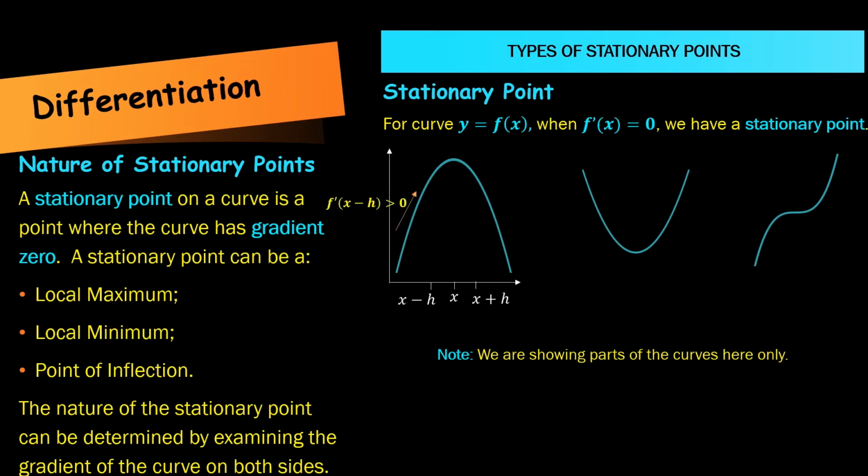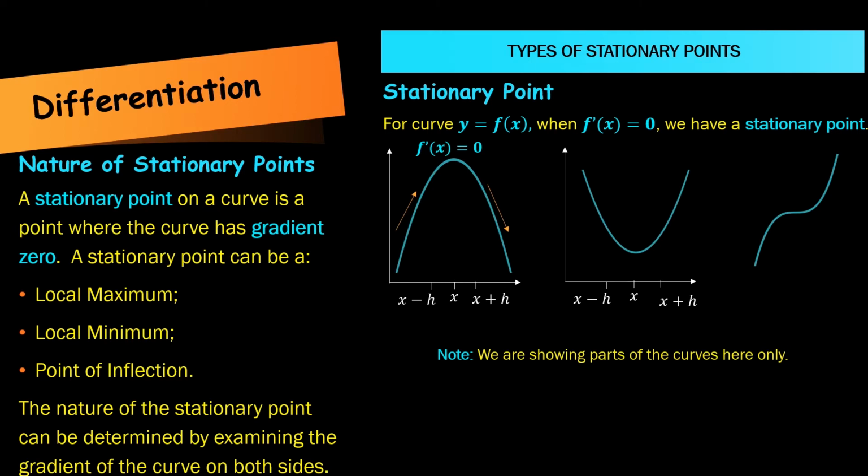If we look just before the turning point, on the maximum turning point, we can see that the gradient f dash of x minus h is greater than 0. So just before the maximum, the gradient is greater than 0. At x, the gradient is 0. And after x, the gradient is less than 0. So f dash of x plus h is less than 0.